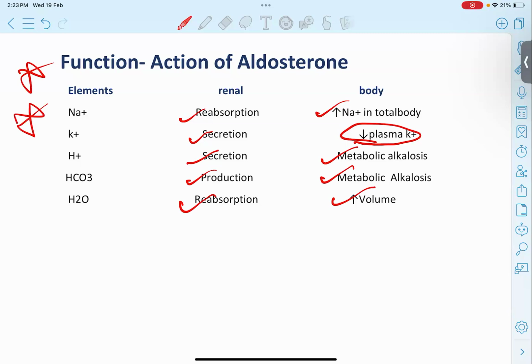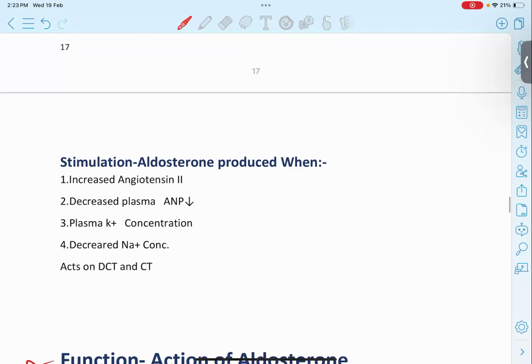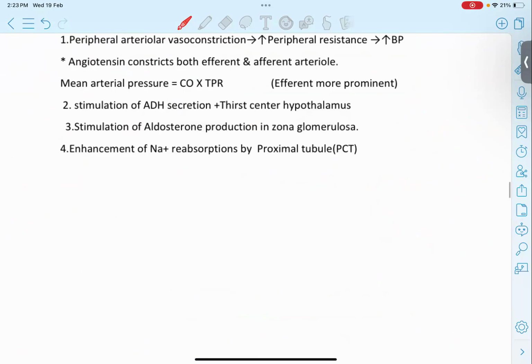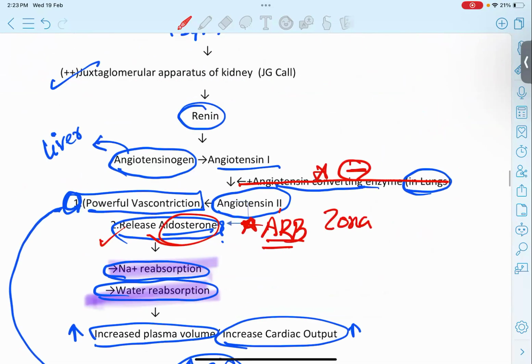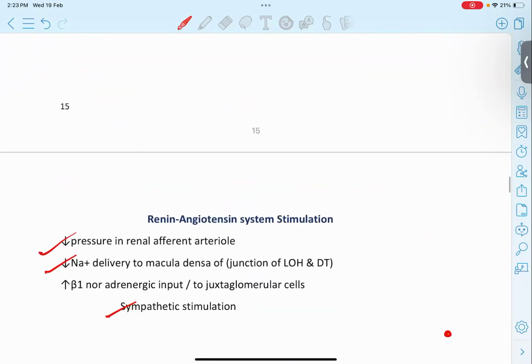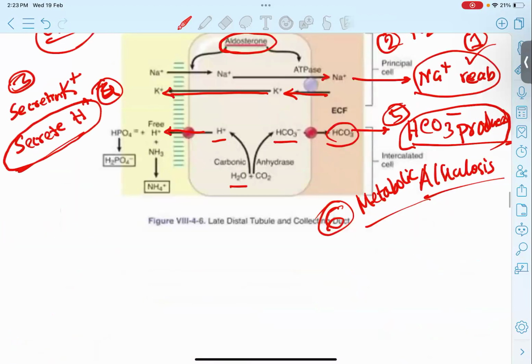Very, very important recall. Okay, next is the stimulation. What are the stimulations of aldosterone production? One stimulation of aldosterone production we know is angiotensin 2. Whenever there is angiotensin 2, it will stimulate the zona glomerulosa and there will be release of aldosterone. This part we already know.